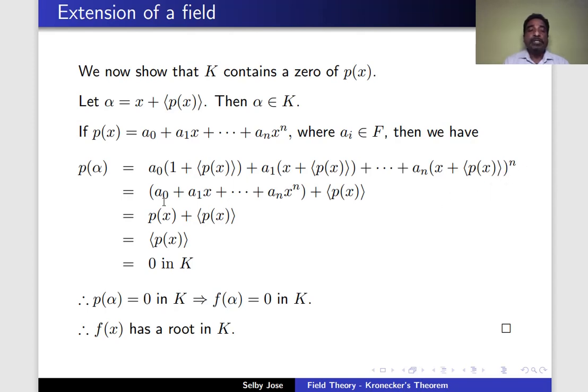Using the addition operation and multiplication operation in the quotient ring, we can write this as a0 plus a1 x plus and so on an x raised to n plus the ideal generated by p(x), which is the same as p(x) plus the ideal generated by p(x), which is equal to the ideal generated by p(x), because p(x) belongs to this ideal, and which is the same as the 0 in K. That means that p(alpha) is equal to 0 in K. Because p(x) is a factor of f(x), the roots of p(x) are also roots of f(x). Therefore f(alpha) is equal to 0 in K. Therefore f(x) has a root in K.